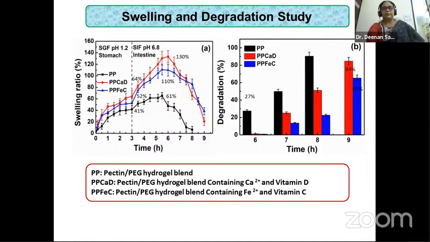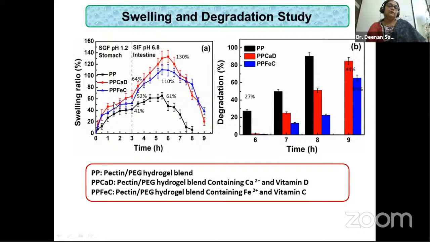We have designed the in vitro experiment. We did the swelling study on a piece of the hydrogel of 1 centimeter thickness and 1 centimeter diameter. We dipped it into simulated gastric fluid at pH 1.2. Any drug we have to preserve in the stomach. Our aim is to release the drug in the colon, so we have to preserve the drug in the stomach.